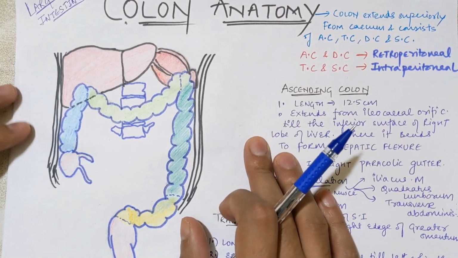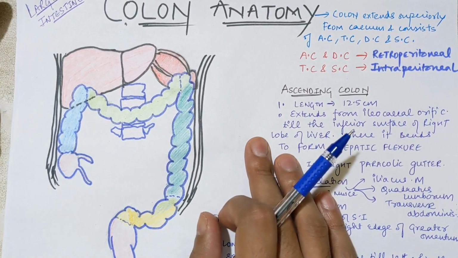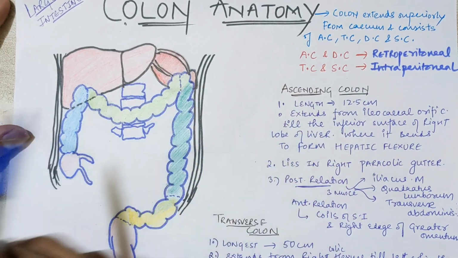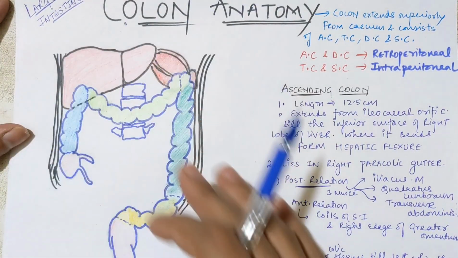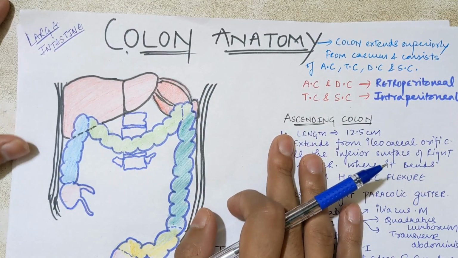In this video we'll be continuing the section on the large intestine. As in the previous videos, we have discussed the cecum, appendix and the basic external structures of the large intestine, and now we are moving on to the colon. The colon is a big and major part of our large intestine.